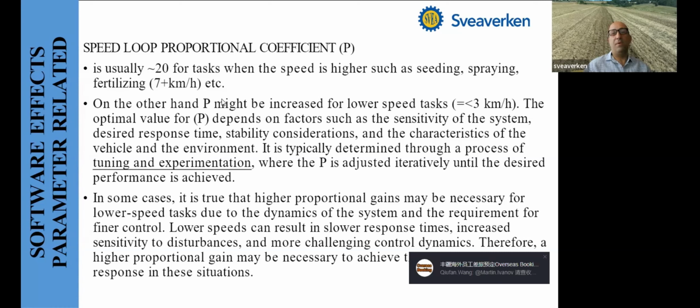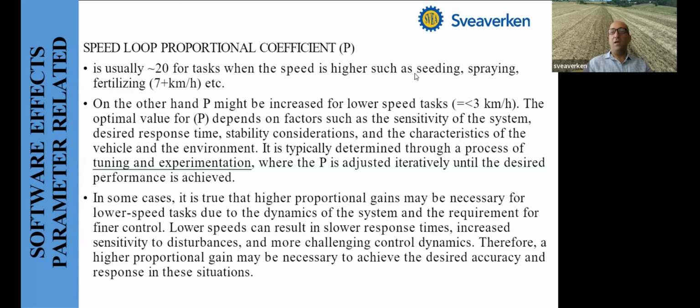Since the P-value is a coefficient, it lets you arrange how the vehicle is steered according to the speed. For tasks such as seeding, spraying and fertilizing, the speed is much more than 7 kilometers per hour, so there is no need to increase the value or turn more. On the other hand, we can think vice versa: the P-value should be increased if the task speed is less than 3 kilometers per hour. While you are moving slower, you need to turn your steering wheel more.